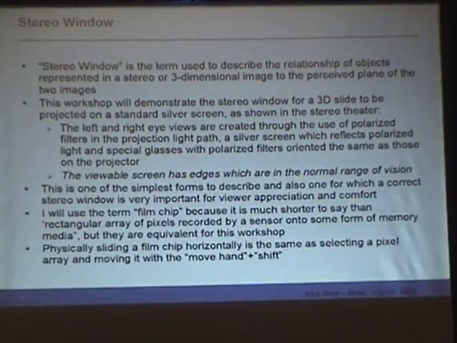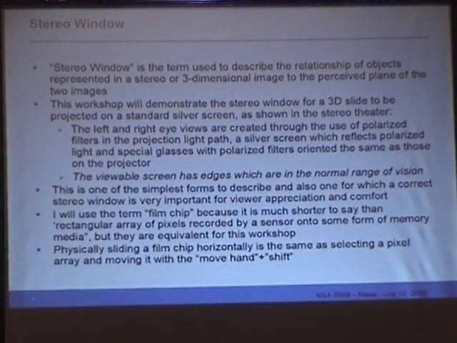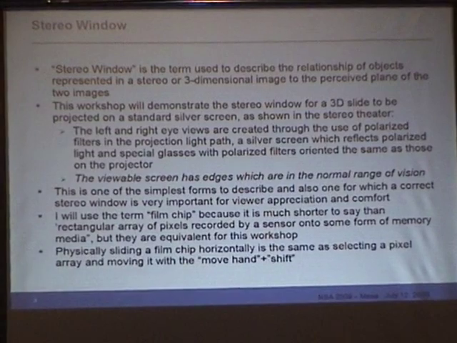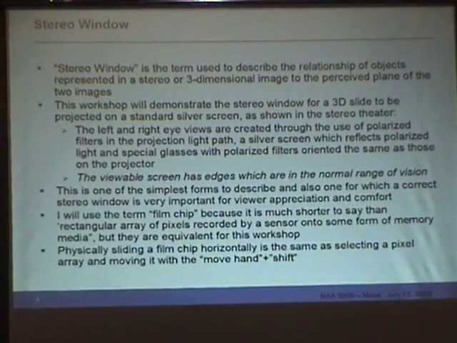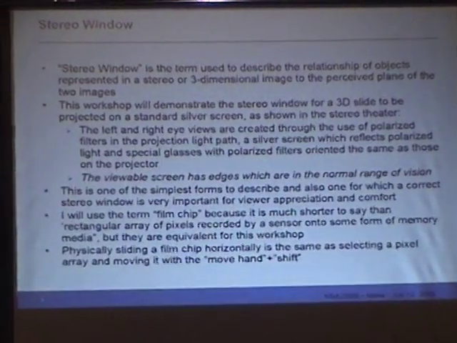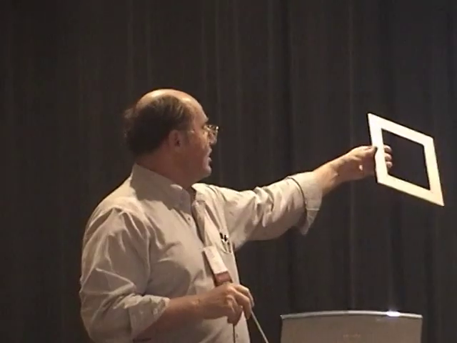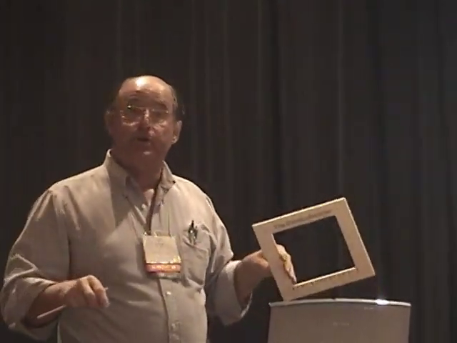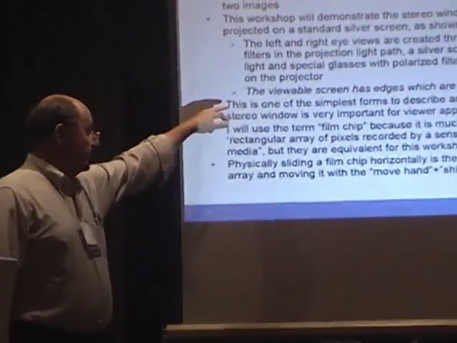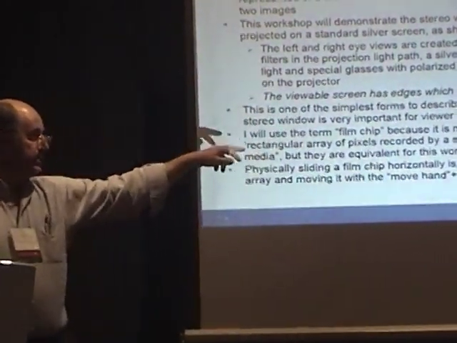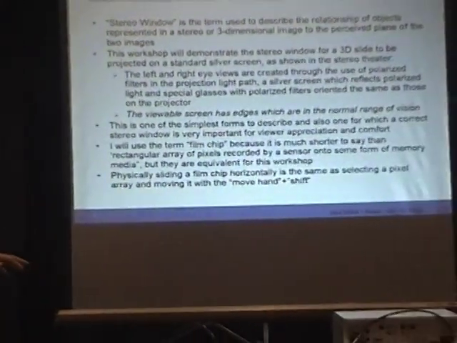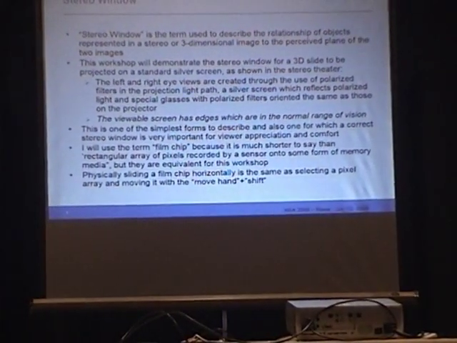And I'm really talking about the stereo window for something like projected theater. In a theater, you project some light through a polarizer through the image. It bounces off the screen, and you've got your little glasses, and you see the polarized image. And it's a square thing. It's a rectangle. It's rectangular. It's got a fixed shape. And a key thing for what we're going to be talking about is the viewable screen has edges that are in the normal range of vision. Okay, that's the real key thing about this.